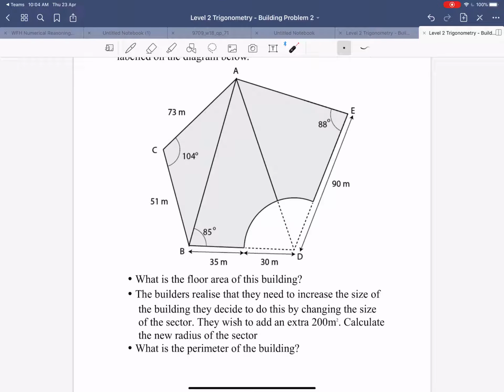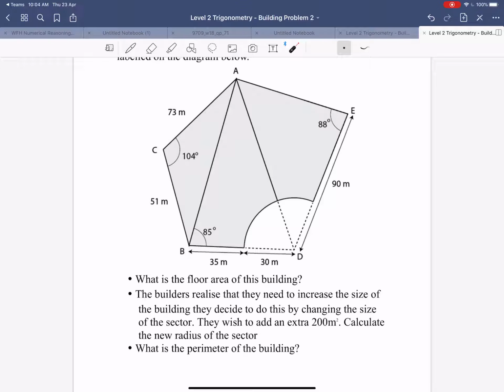And the last bullet point is, what is the perimeter of the building? So that's just calculating how far around the building goes, and that is for the original building, not the modified building, although it's not very clear in the question that's been provided.